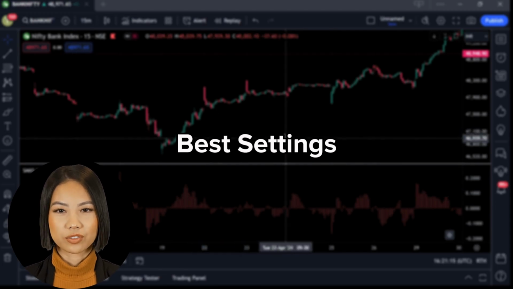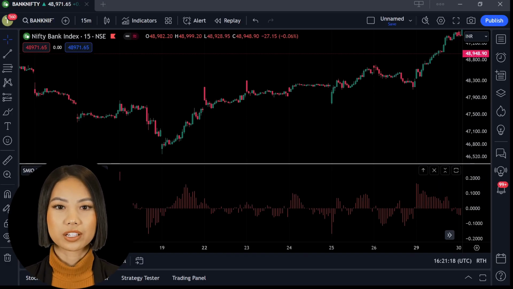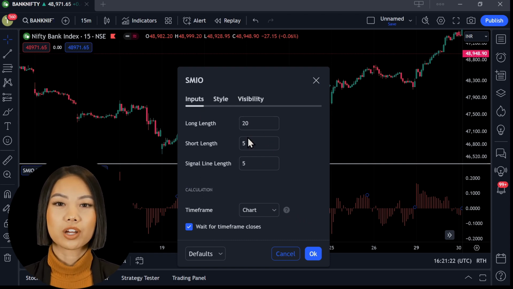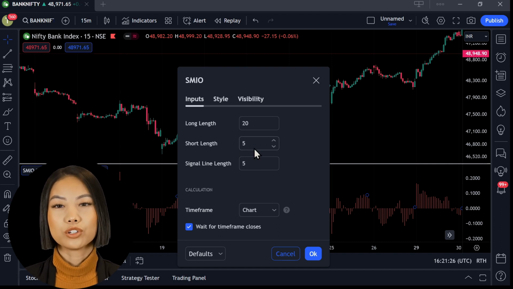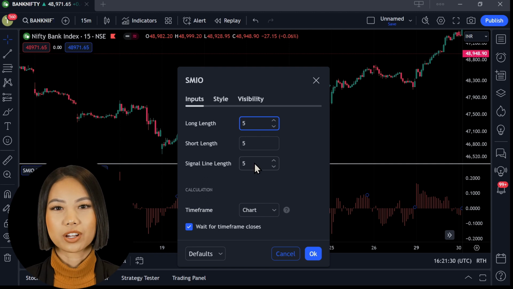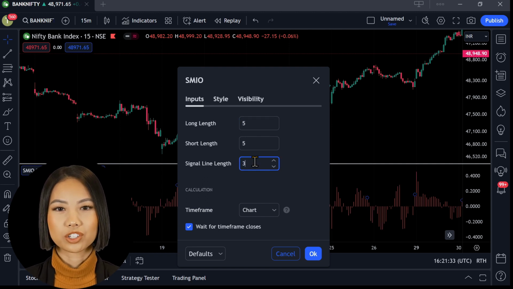Best settings for different time frames. The default settings for the SMI Ergodic Oscillator are usually quite effective, but you can tweak them for different time frames. For day trading, use a shorter period, such as 5-5-3. This makes the oscillator more responsive to quick market changes.